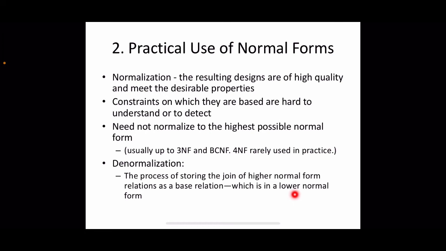So after decomposition, we'll have a set of relations, right? We may have to join together these relations. These individual relations will be in higher normal form. We will join together these relations to form a base relation, and we'll store the base relation. This resulting relation will be in a lower normal form, and that process is called denormalization.